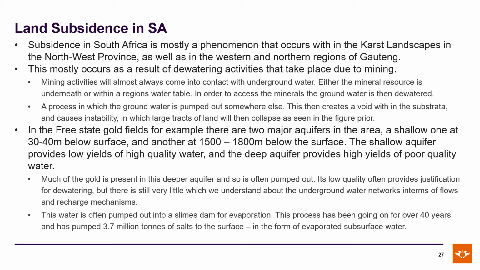In the Free State goldfields, for instance, there are two major aquifers in the area, one shallow at about 30 to 40 meters below, and then a deeper one at about 1,500 to 1,800 meters below. This shallow aquifer provides low yields of high quality water, and the opposite is true for the deep aquifer, which has high yields of poor water quality.